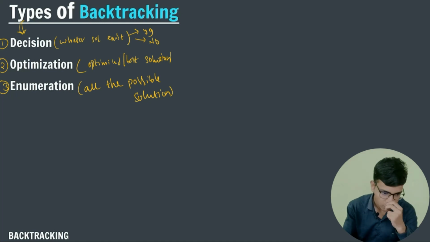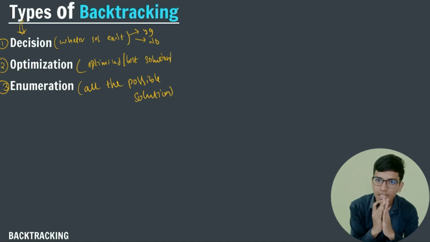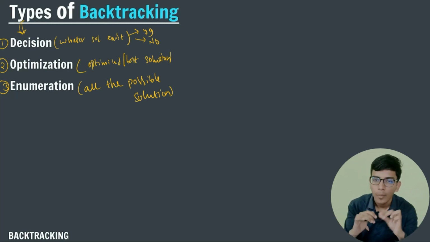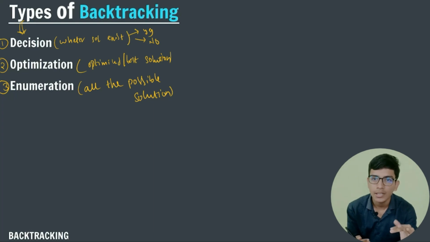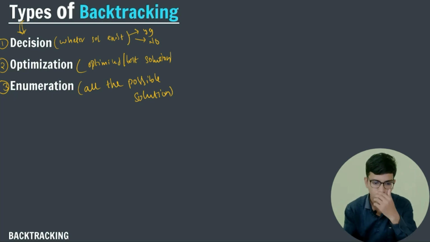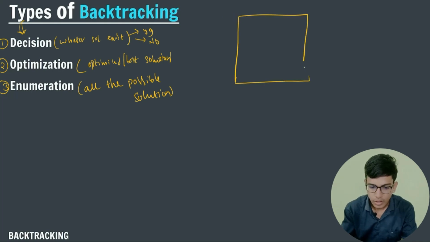The second kind is optimization. If a solution to a problem exists, then give me the optimized solution among all the solutions. The third thing is enumeration. The meaning of enumeration is: print or give me all the solution sets that are possible for my particular problem. To understand what decision, optimization, and enumeration are, let us take an example.